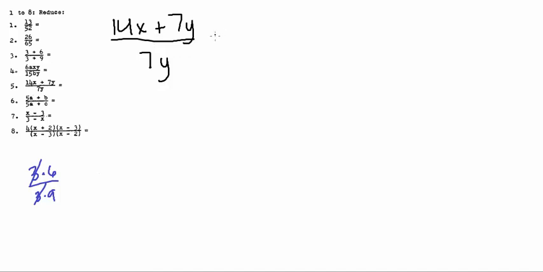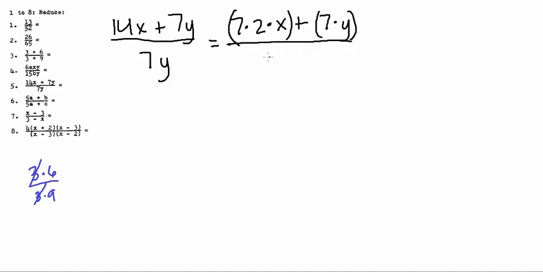But what we can do is when we look at the numerator, we notice that 14 is 7 times 2. So we can write it like this, 7 times 2 times x plus 7 times y. And these are grouped together, and these are grouped together, all over 7y. So in the numerator, since there's a common 7 here and a common 7 here, we can factor it out front and write it like this. 7 times 2x plus y.